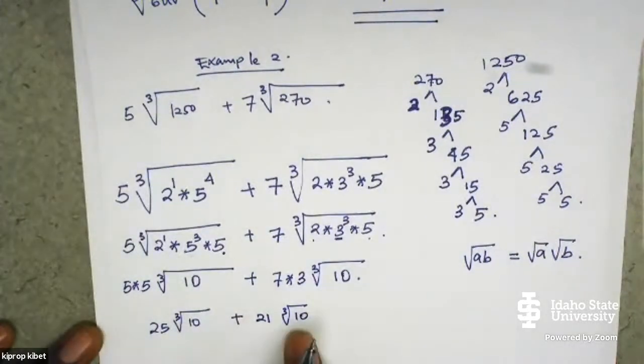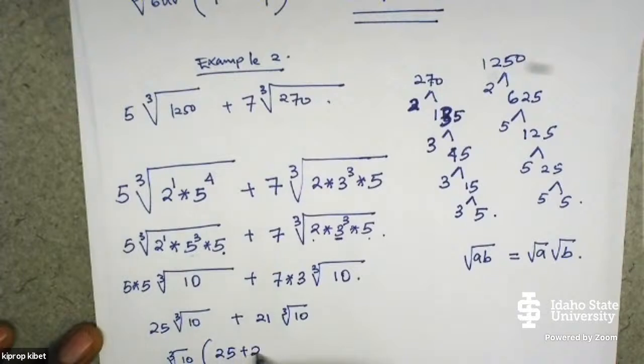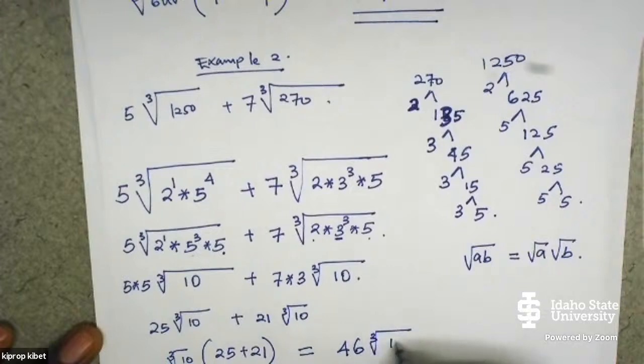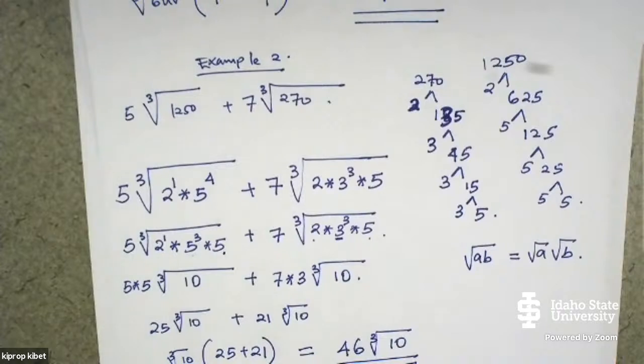Now, since the two radicals are the same, we can actually factor them out. So the cube root of 10 times 25 plus 21. And this equals what? 46 times the cube root of 10. Thank you.